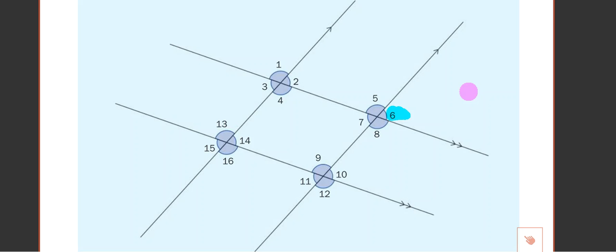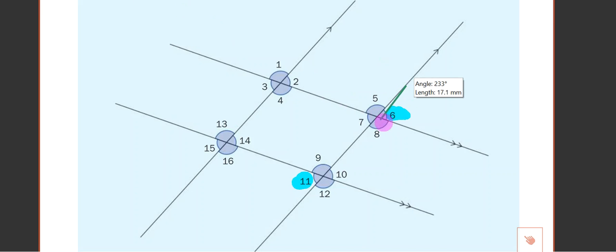Chrissy, can you give me one that's alternate to 6? 14 would be alternate, do you think? No. Why not? It's corresponding. That one would be corresponding, same place. So what would be 11? No, perfectly opposite. No, it's not. Not to 6. Let's just check.